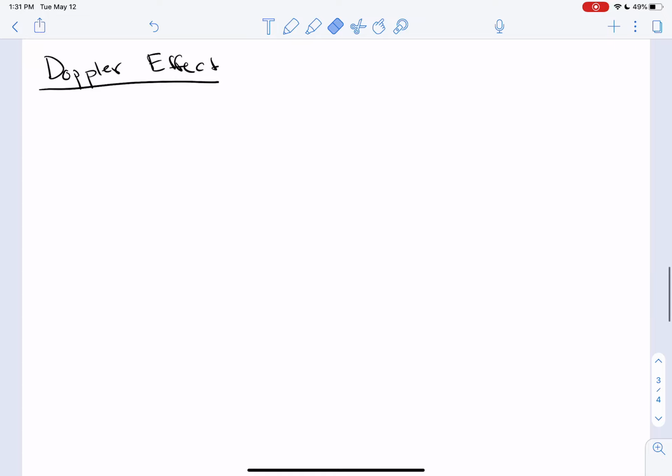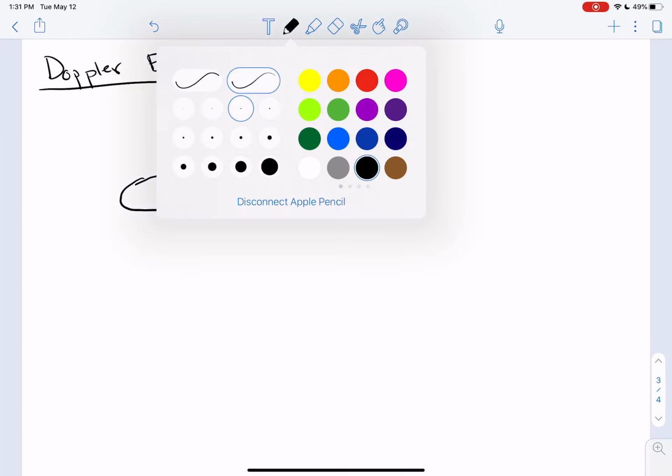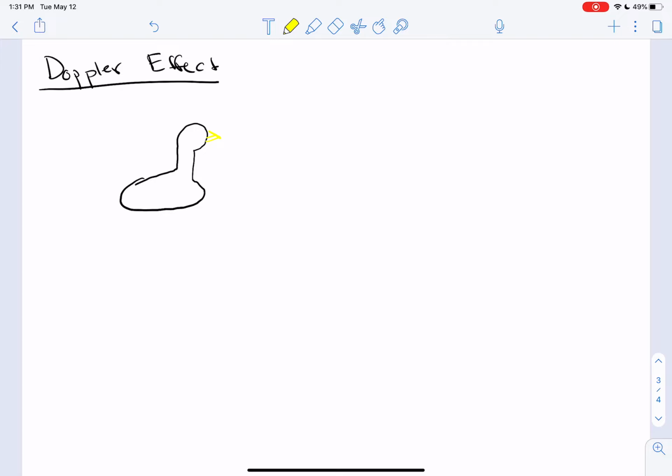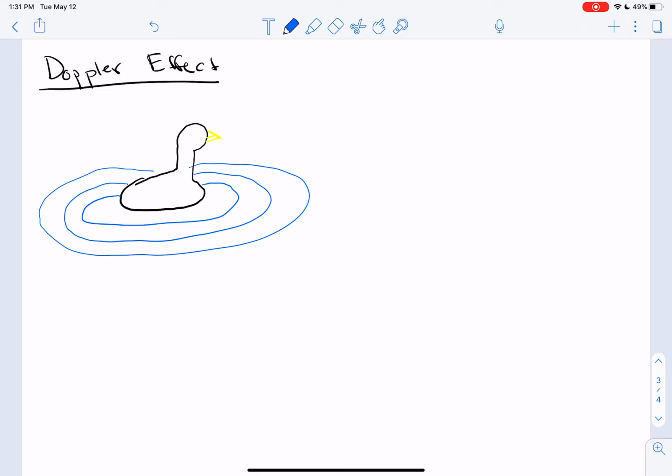So I like to start explaining the Doppler effect by talking about a duck sitting in a pond. Okay, so this is our duck. As usual, my drawing is poor, but you can see it's a duck. If a duck is sitting in a pond, it'll have nice little ripples going around it. It's bobbing up and down, and it's producing these ripples, these waves. But now we can say our duck wants to move this way.